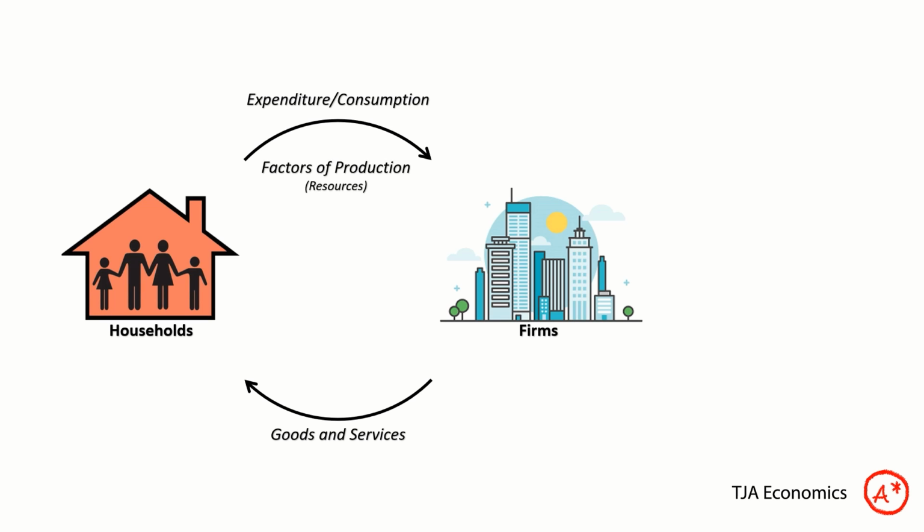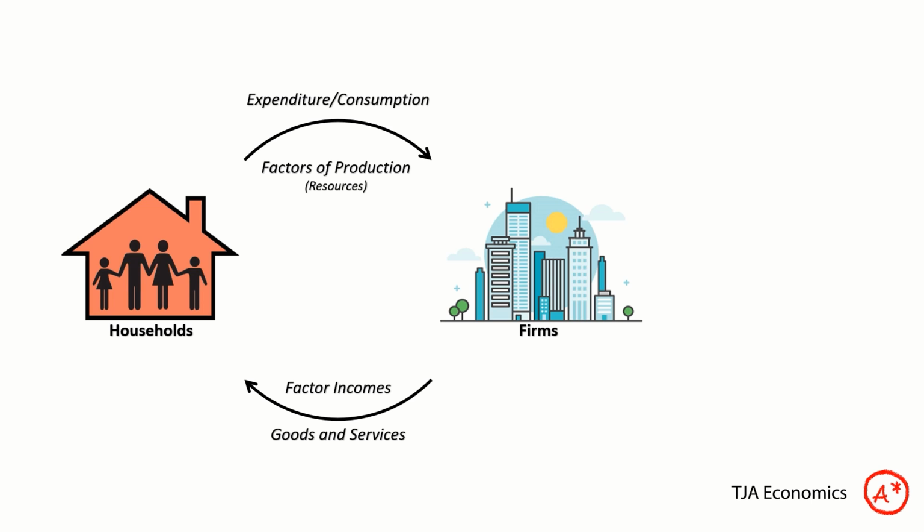We need to think, well, how do firms make those goods and services? They need resources, of course. And you might well have seen in microeconomics the factors of production, land, labour, capital, and enterprise. Where do firms get those resources from? They get them from households in order to make goods and services. And what do the households get in return for those? They get factor incomes. So for land, they get rent. For labour, they get wages. For capital, they get interest. And for enterprise, of course, they get profit.